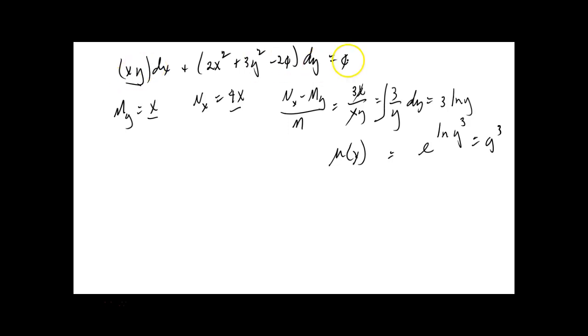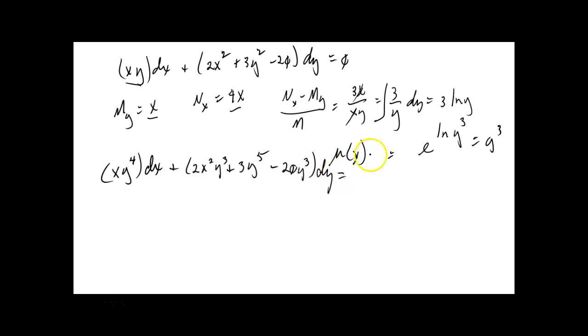We multiply it by everything in the original equation. This will now be x y to the fourth dx plus 2x squared y cubed plus 3y to the fifth minus 20y cubed dy, and multiply that by 0 and you get 0. Nothing changed over there.